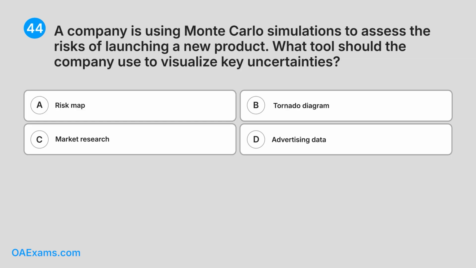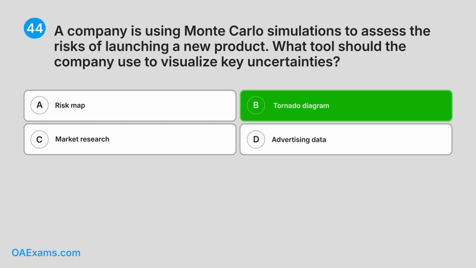44. A company is using Monte Carlo simulations to assess the risks of launching a new product. What tool should the company use to visualize key uncertainties? A. Risk map. B. Tornado diagram. C. Market research. D. Advertising data. What do you think is the answer? Correct answer. B. Tornado diagram.